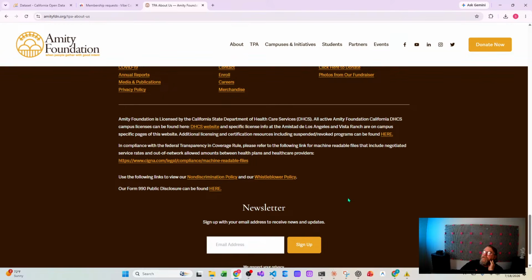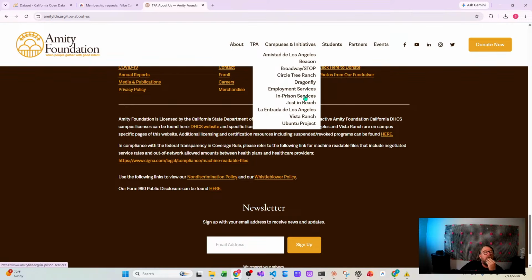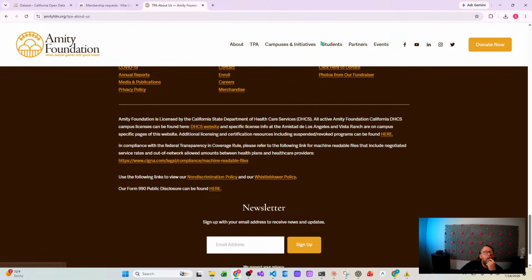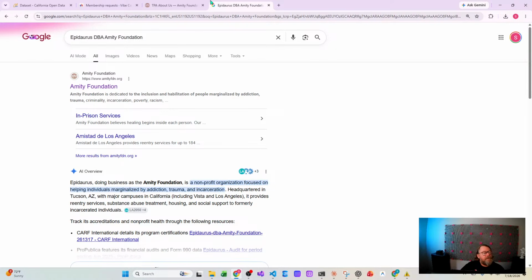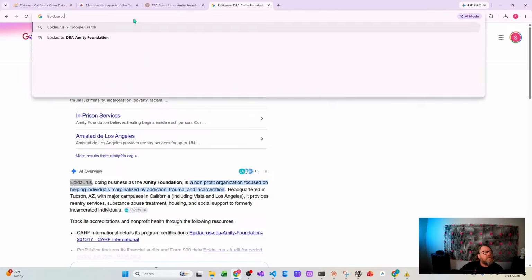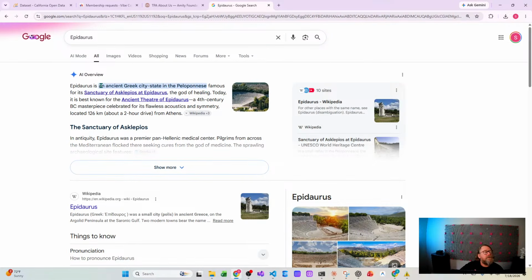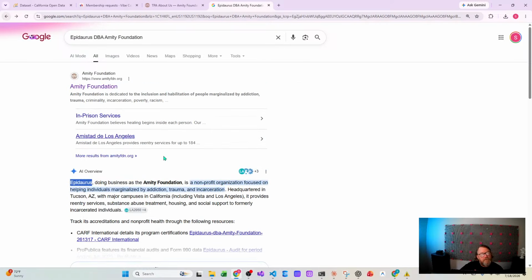In-prison treatment and youth interdiction at less than 8% profit. Yeah, maybe. I just have a hard time believing that they're accomplishing anything. Well, we'll see. What the hell is Epidaurus? What does that word even mean? It's an ancient Greek city-state in the Peloponnese. God of healing. Okay. Weird.